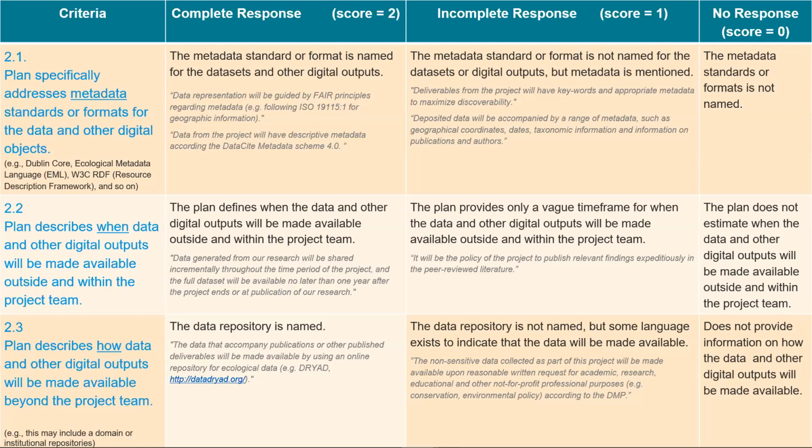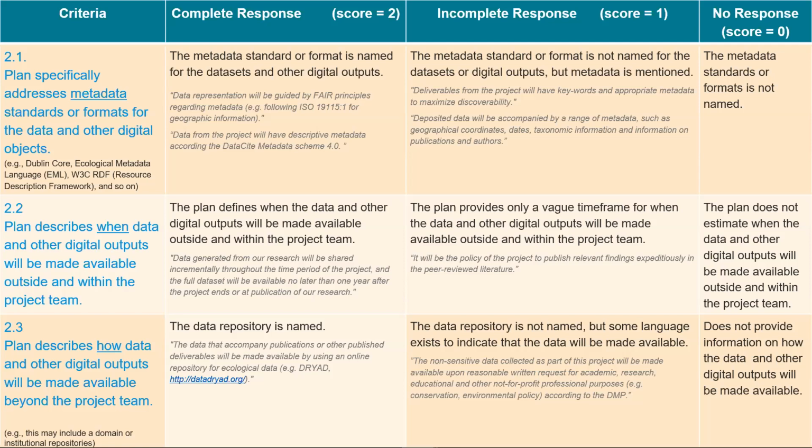An incomplete response, receiving a 1, would be something like this example, where it's fairly vague and there's not a specific time named. "It will be the policy of the project to publish relevant findings expeditiously in the peer-reviewed literature." So expeditiously is not really saying within 1 year or within a certain embargo time where that is actually named.